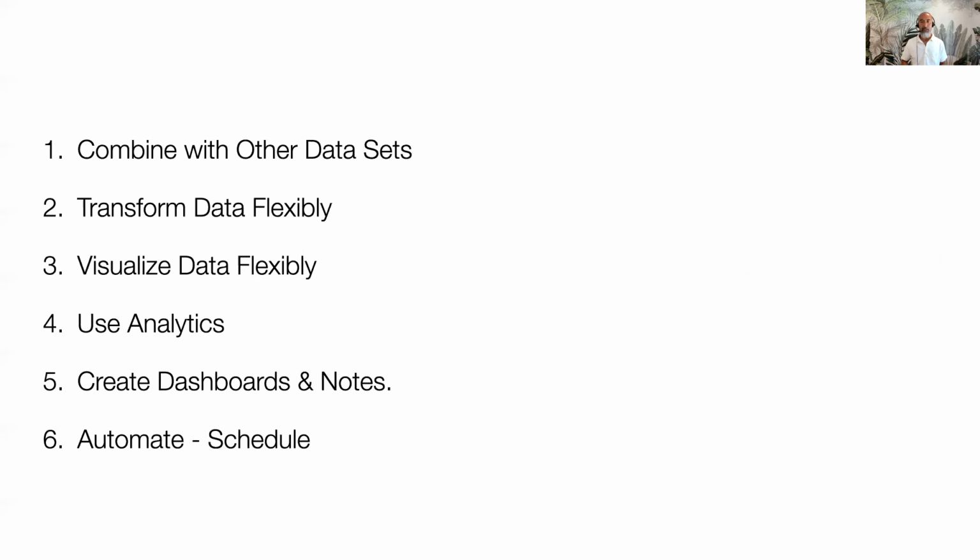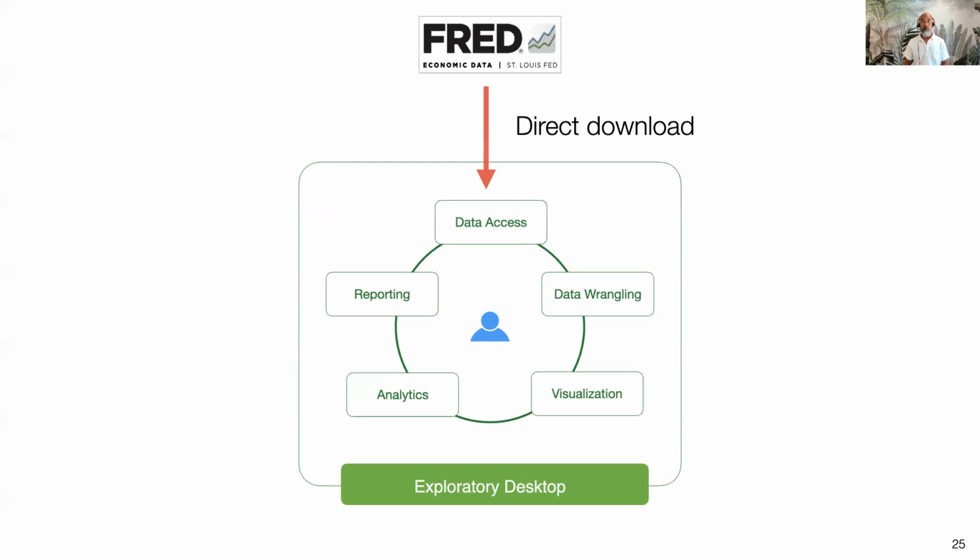You can also transform the data flexibly the way you like, and visualize the data very flexibly. Then use analytics, or create a dashboard and notes to summarize what you are finding. Last but not least, you can automate all of this so that you don't have to do it manually, every week or every month and so on. So Exploratory can do 5 things: data access, data wrangling, visualization, analytics, and reporting. Reporting means the dashboard and note. Once you can directly download, you can do these 5 things.